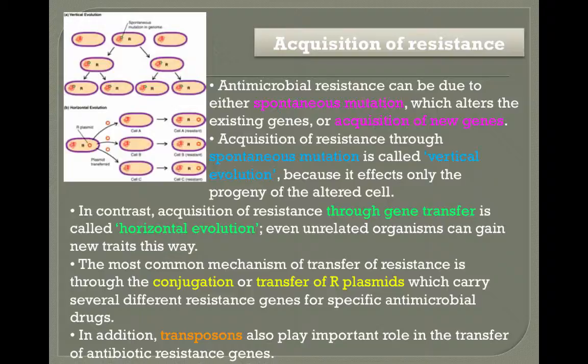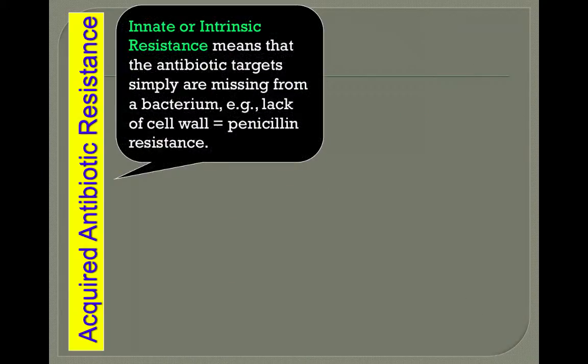Questions? That one looks like a big slide, but it's really not, because we've already talked about a lot of it. So, innate or intrinsic resistance means that those antibiotic targets simply are missing from the bacterium. For example, Mycobacteria that don't have a cell wall are penicillin resistant. Penicillin doesn't work against peptidoglycan if peptidoglycan's not there.